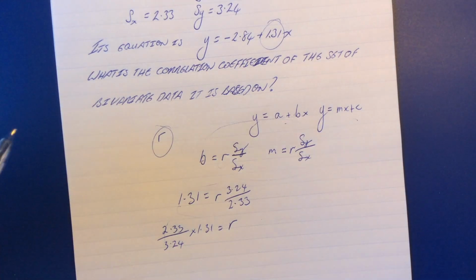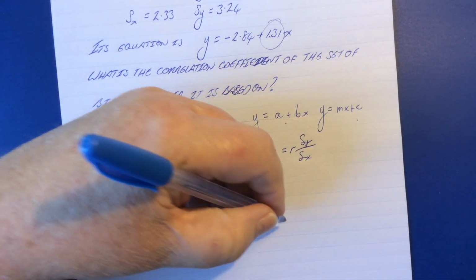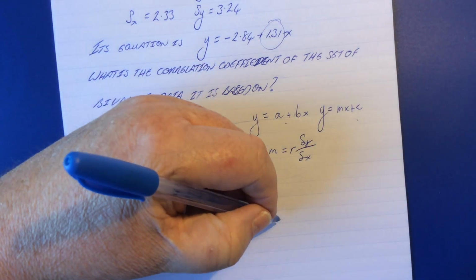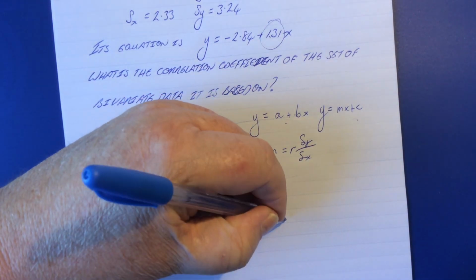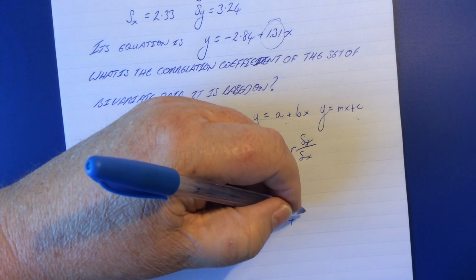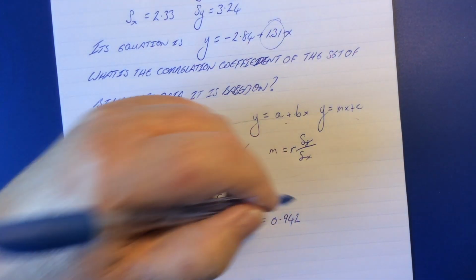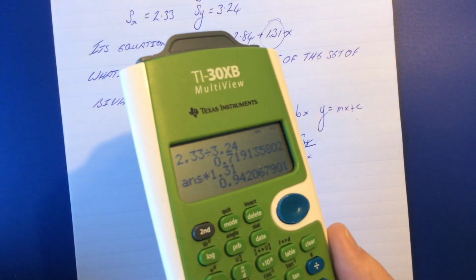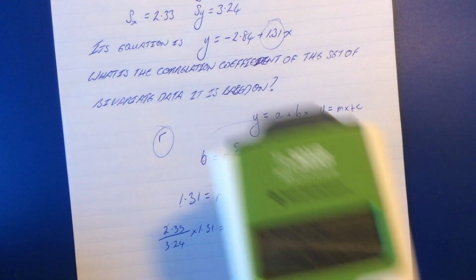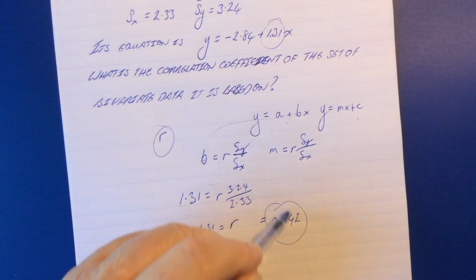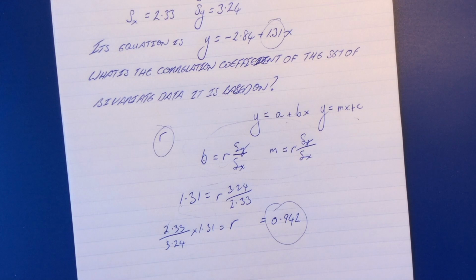gives us a correlation, or a correlation coefficient, of 0.942. We'll call it that. That's what I get on my calculator. That is the value of the correlation coefficient, and that is how you find it.